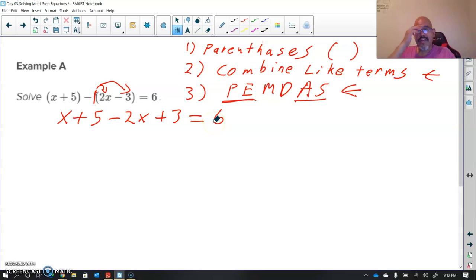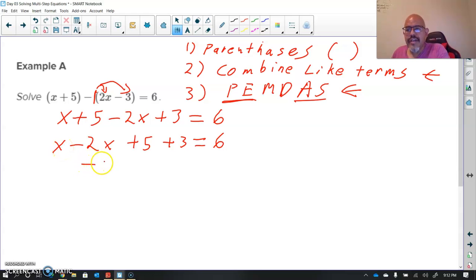Now we combine like terms. So I'm going to just group my like terms together, so that way everything is all nice and grouped. So I have x minus 2x plus 5 plus 3 equal to 6. So x minus 2x is going to be just negative x plus 8 equal to 6.